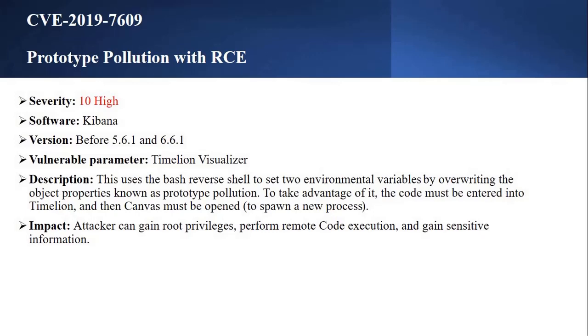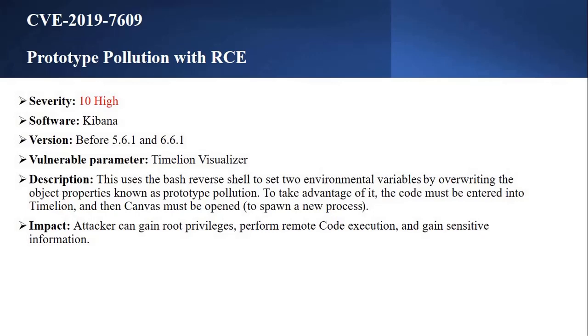To talk briefly about this vulnerability, two environment variables are used to create a reverse shell. The first one is created by the attacker and the second one is picked from Linux. This environment variable is used to control all the variables which are running in the system, and these two environment variables are merged to override the object properties in JavaScript, which is known as prototype pollution.